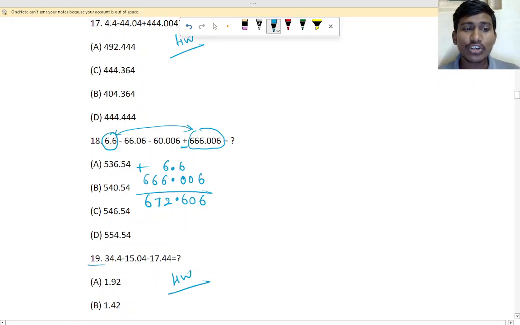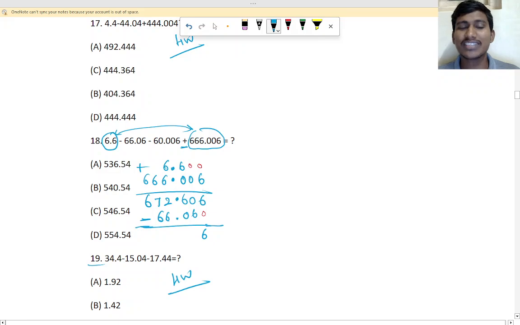Now what do you have to do? You have to minus this. First you minus 66.06. What will be the answer here? The 18th answer is C. Okay, good. So 6 as it is. I told you, where there is nothing we have to take zeros. So 6 minus 0 is 6 only.